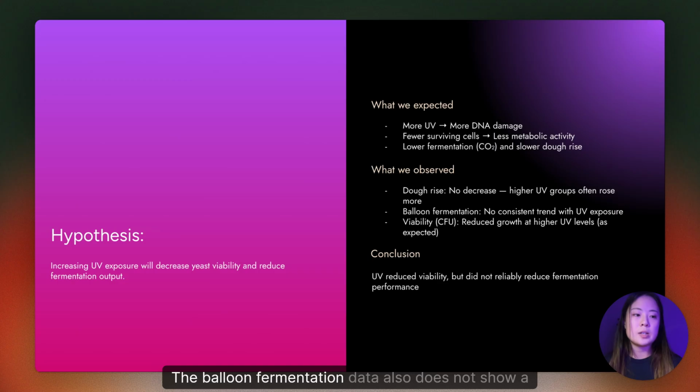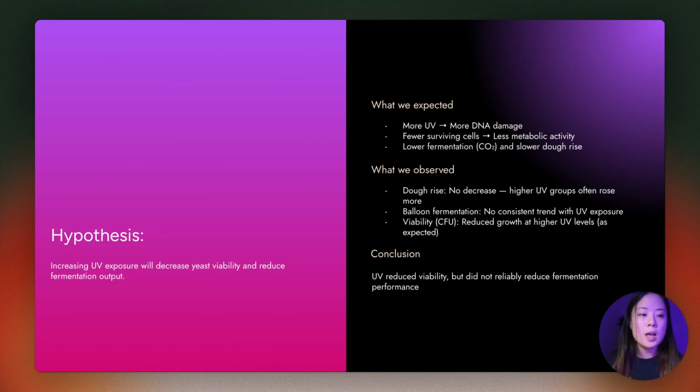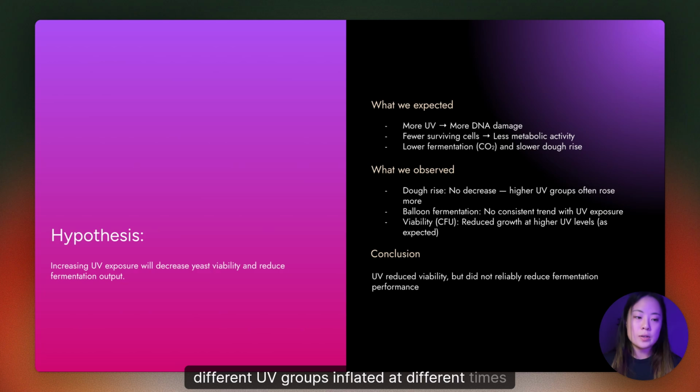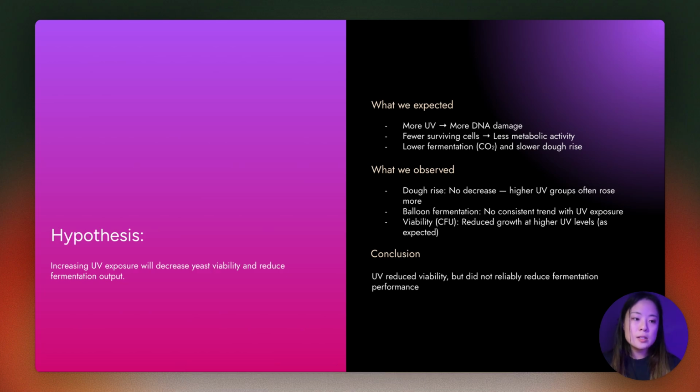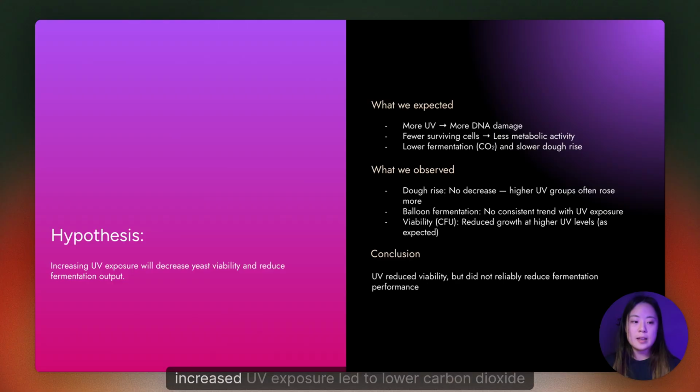The balloon fermentation data also does not show a consistent correlation, as mentioned before. Different UV groups inflated at different times, and the differences weren't systematic. That means we couldn't confidently say that increased UV exposure led to lower carbon dioxide production across the board.